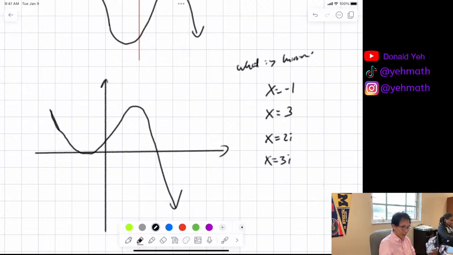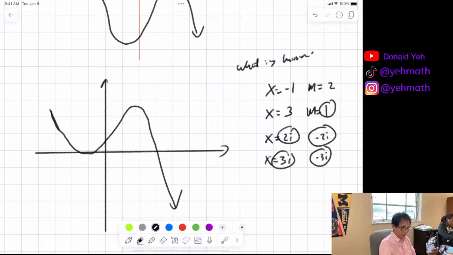So this one is m equal to 2. This is m equal to 1. And there is a 2i, there's a negative 2i, there's negative 3i. So it'll be 1, 2, 3, 4, 5, 6, 7. 7 degrees.